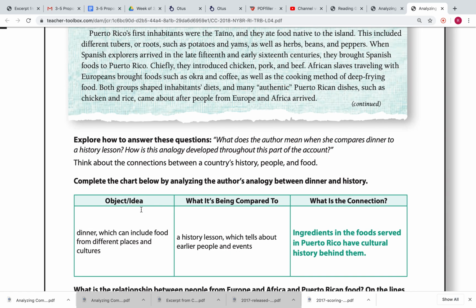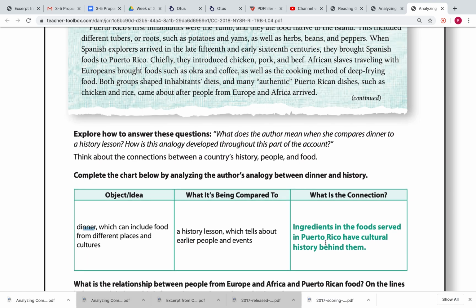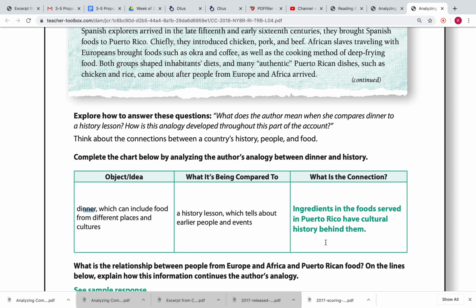And this is the same type of chart that we saw on the first page. What object is being described here? Dinner, which can include food from different places and cultures. What is dinner being compared to? A history lesson, which tells us about earlier people and events. So what's the connection between dinner and a history lesson? The connection is that ingredients in the foods served in Puerto Rico have cultural history behind them, as I just explained to you. All right?